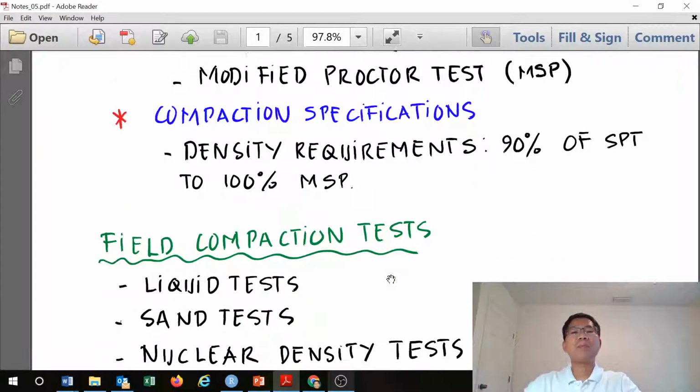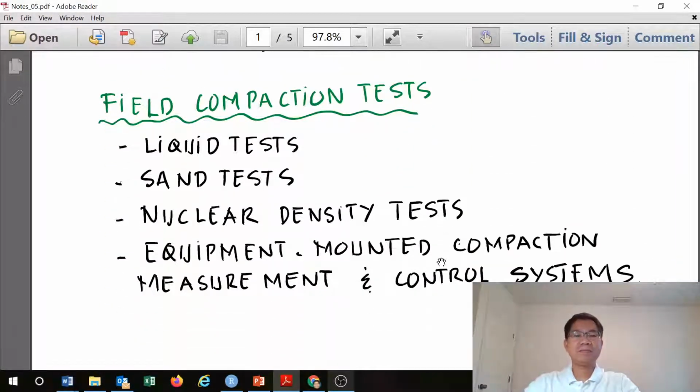And that comes up with the field compaction tests. There are a few methods to do it. The first is the liquid and sand test, which is considered the traditional method. So basically, you go on the field to dig out one hole and then get that sample in, evaporate the water, measure the weight of the dried part, so the solid part, and then the volume.